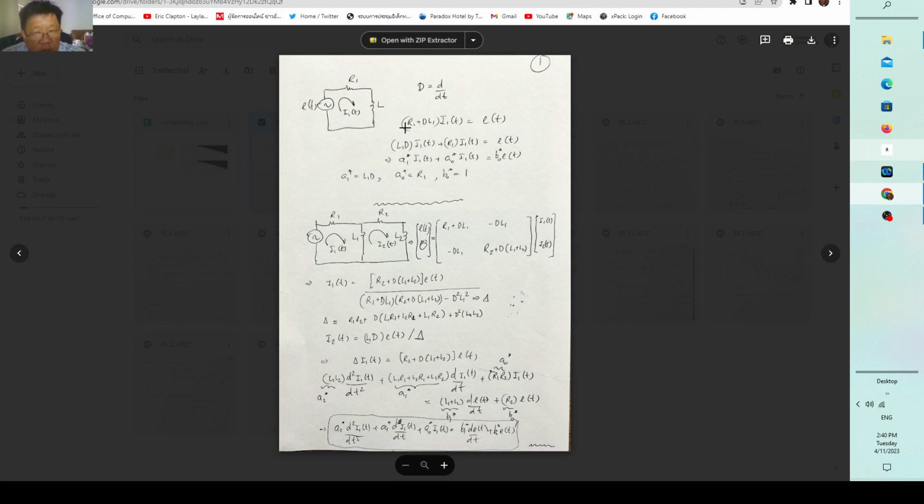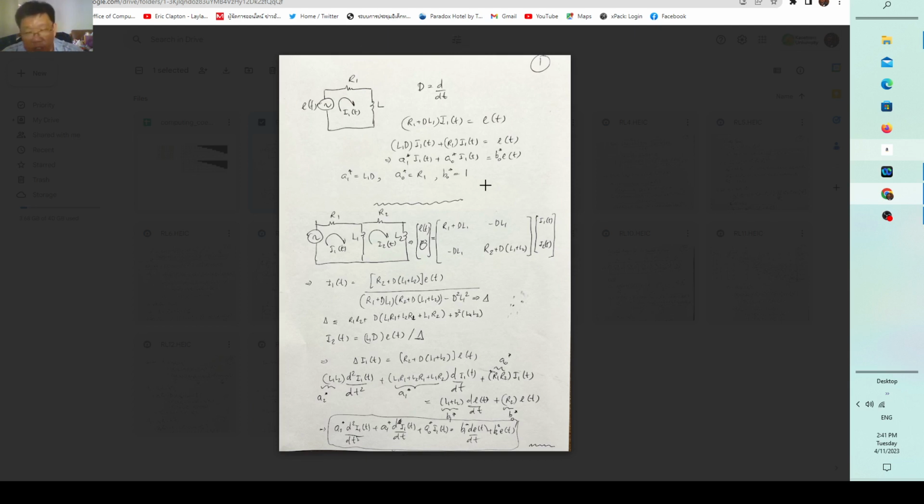So you can see that this is a very simple system, which we call a first order system, because we have the D operator in the equation. You can then rearrange the terms and write it in a form like a sub 1 star times I sub 1 t plus a sub 0 star times I sub 1 t equal to b sub 0 star times e t. You can compare the coefficients: A sub 1 star is L sub 1, A sub 0 star is R sub 1, and B sub 0 star is equal to 1. So this is a classical first order system.